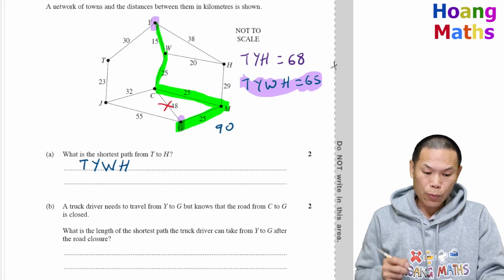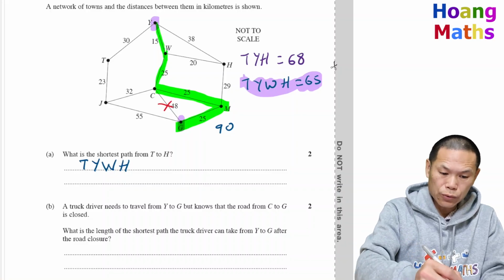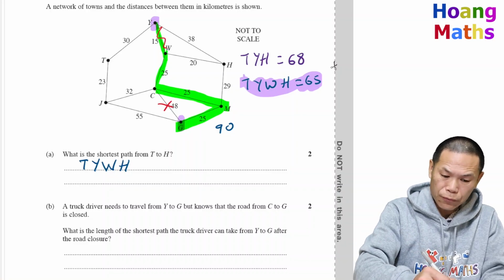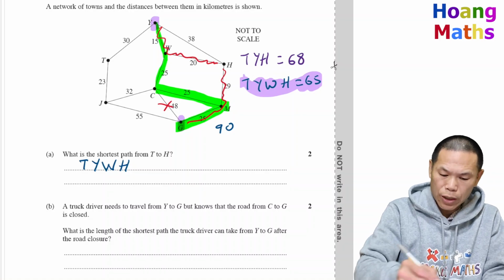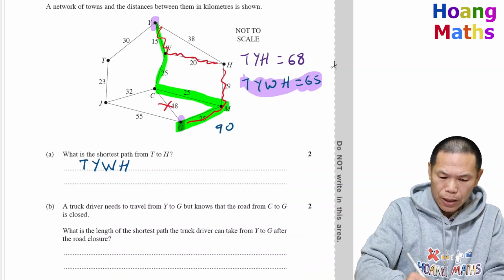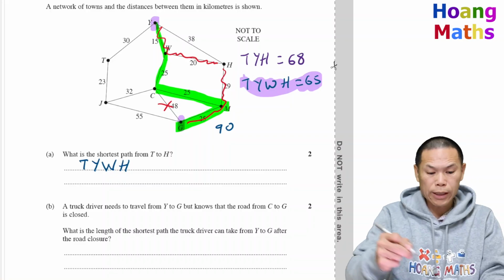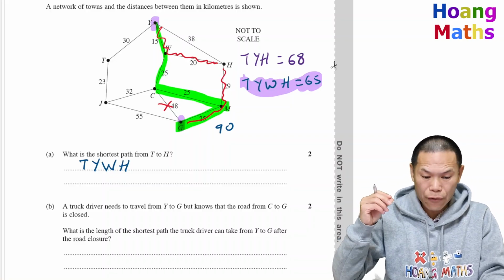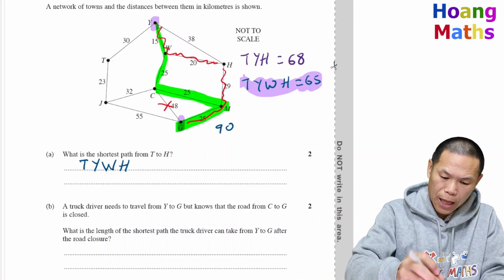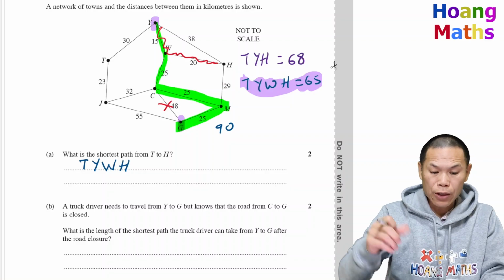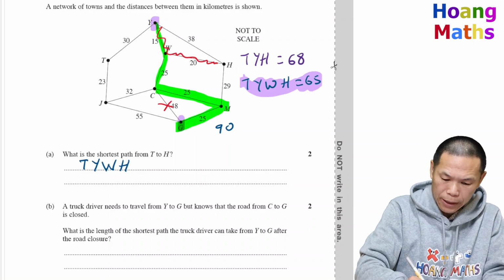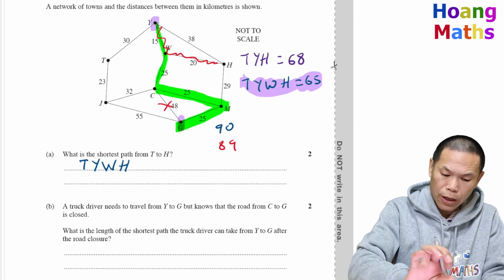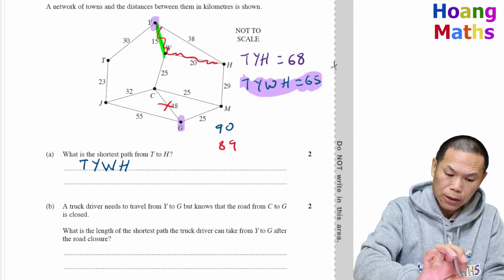Where else can we go? So we can go this path here as well, this path, and this path. So let me just write this down. That is 15 plus 20, so that is 35. Plus another 25, so 60, plus 29, so 89. So that means 89. And so therefore this is not the case.